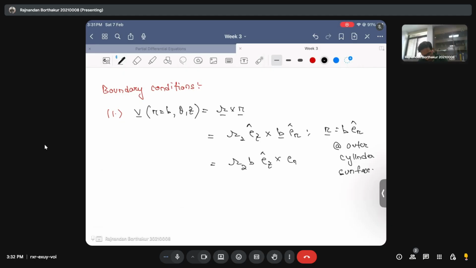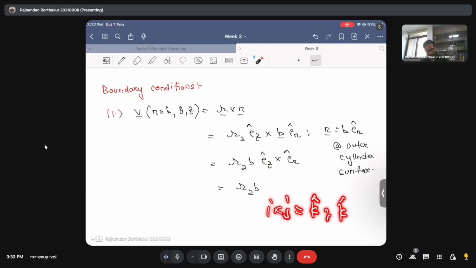I hope this is clear, which means it is just going to be omega 2 times b, Ez cross er, and if you simply use the concept of cross product, Ez cross er is going to give you an E theta, because this is a cross product between Z and R. It is just like if you do I cross J, this is going to be K. If you do K cross I, it is going to be equal to J. That's the cyclic rule that cross product follows. In cylindrical coordinates, you can easily extend this generalization and say that Ez cross Er is going to give you an E theta.